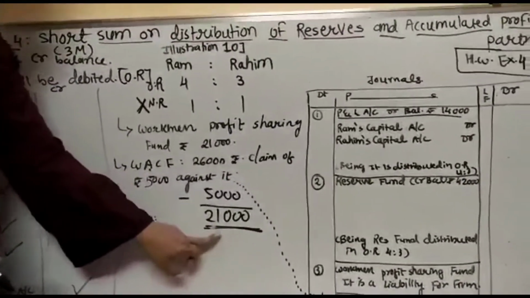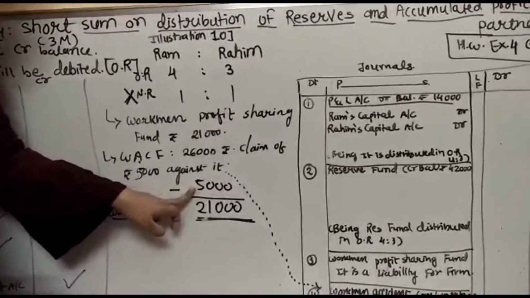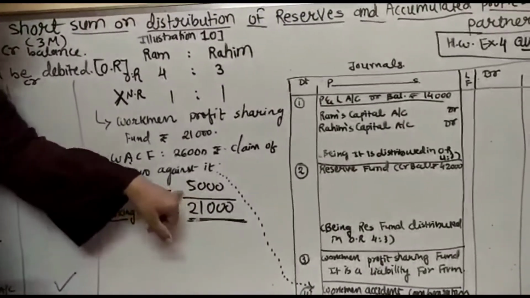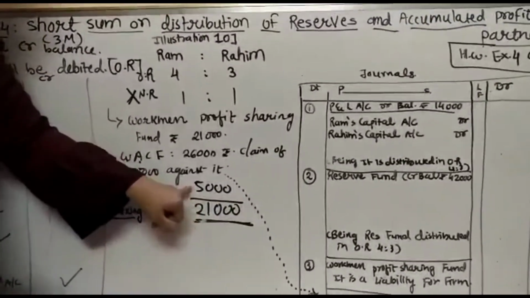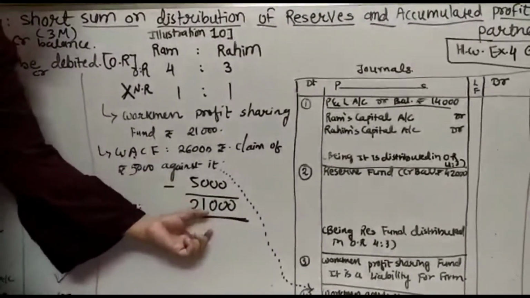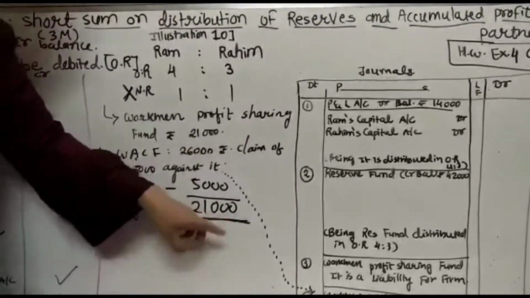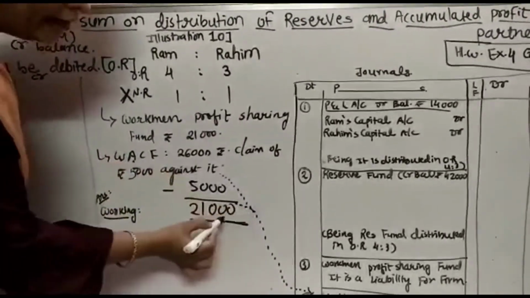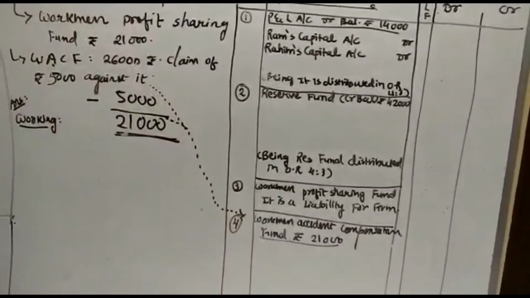Is it clear? Because the 5,000 is a claim, that claim is still a liability. So on this 5,000, the old partners cannot distribute. But minus 5,000, the 21,000 the old partners can take in the old ratio. You can consider this, and you can see there is a dotted line I have kept over here, which is going to take you directly to the 4th point.